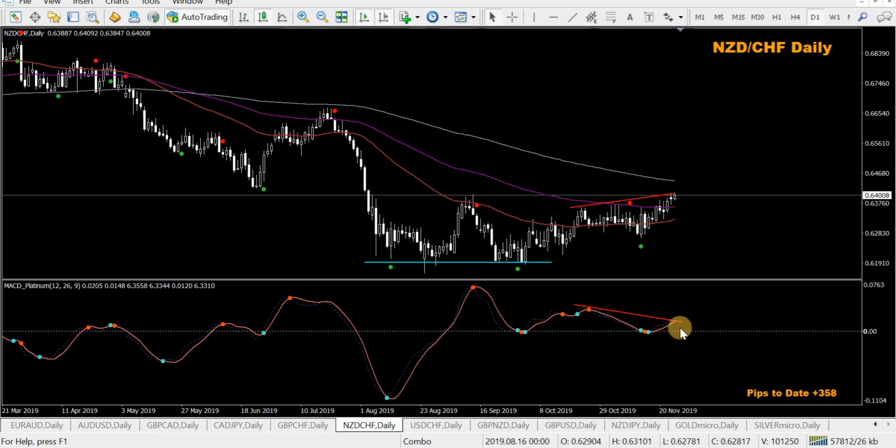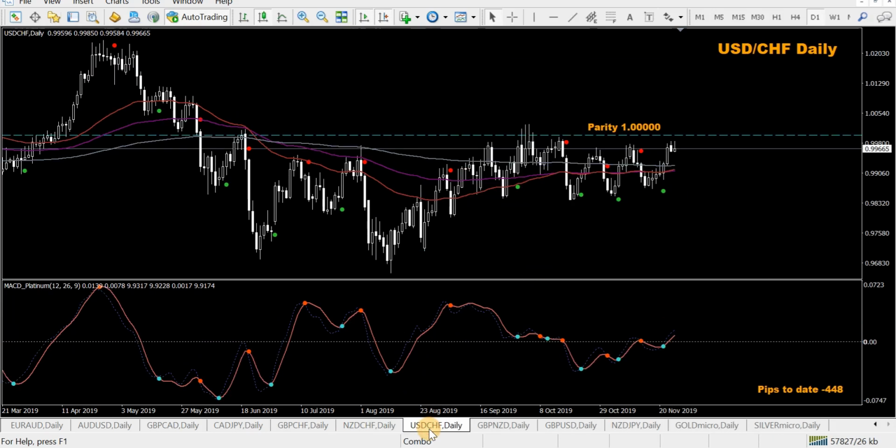New Zealand Swiss, nothing doing on this pair at the moment. Again, just drawing trend lines in place. If you've been watching me on the Facebook group or the Telegram group the last couple of weeks, it has been very quiet in the trading on the daily charts.